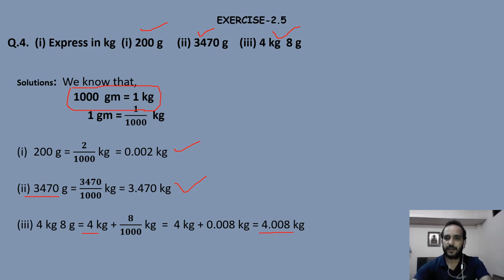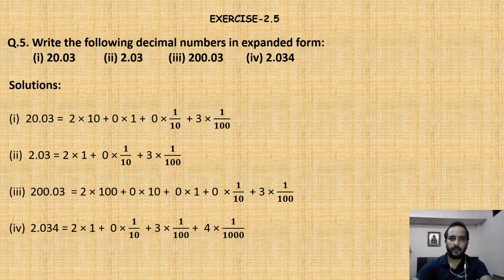So I hope you are getting the solutions, which I'm explaining very minutely, how we have to convert the given different parts in kilogram. Now next we have the question number 5. Write the following decimal numbers in expanded form, and the very first part is 20.03. So in expanded form, we first find out the place value of the given number.